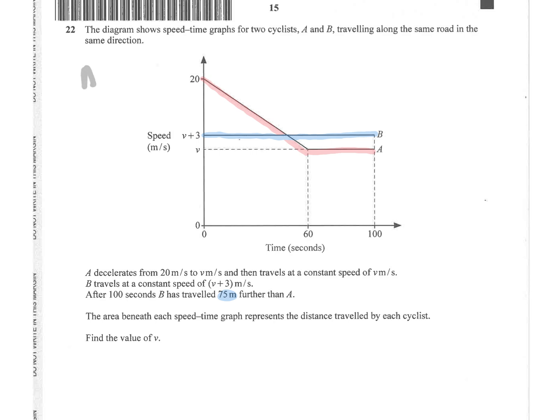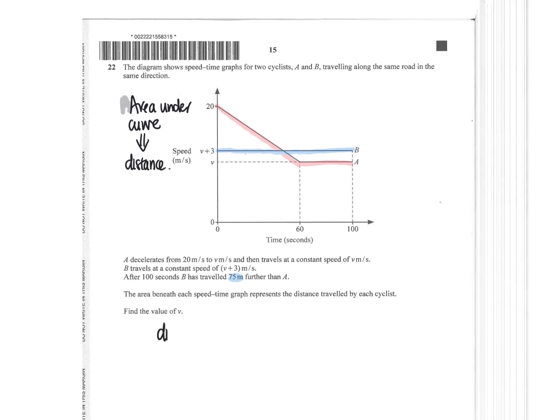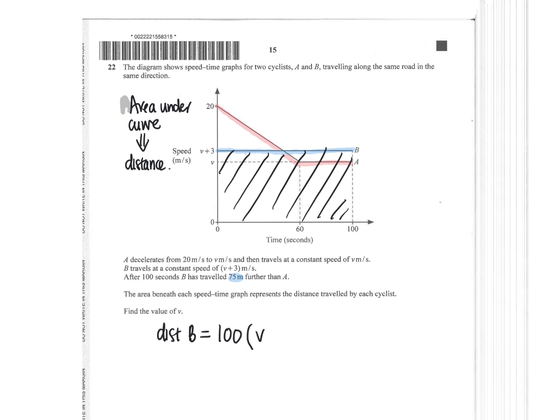So area under the curve is distance. This one you need to know. Area under the curve tells you about distance. So if I find my distance for B, it is this area, which is the area of the rectangle. So 100 times V plus 3. This is the distance covered by B. The distance covered by A is the trapezium.